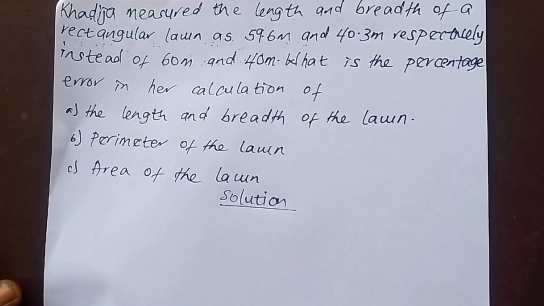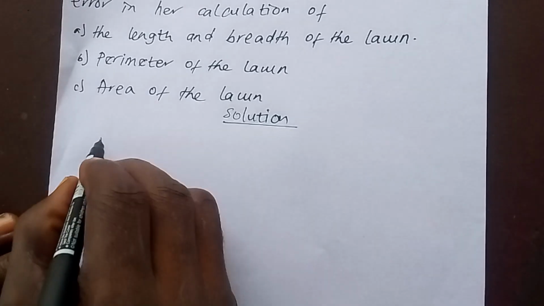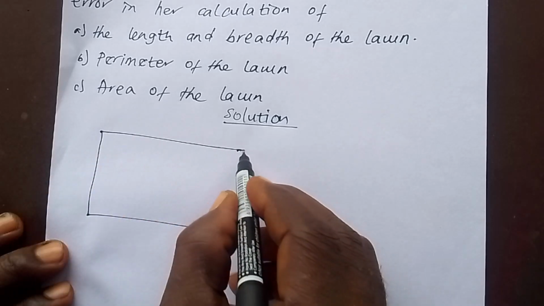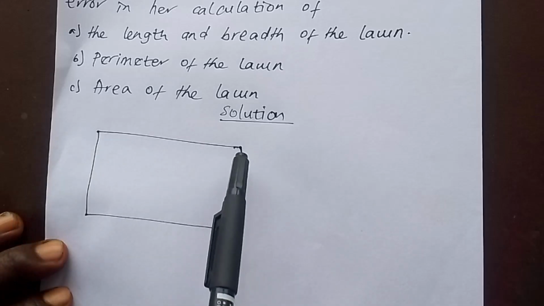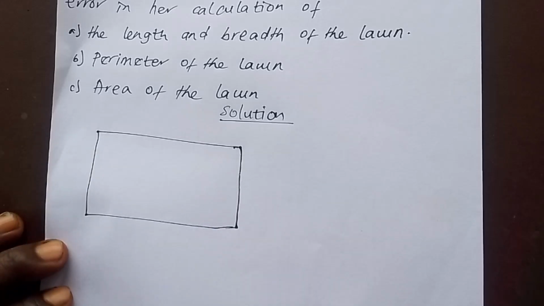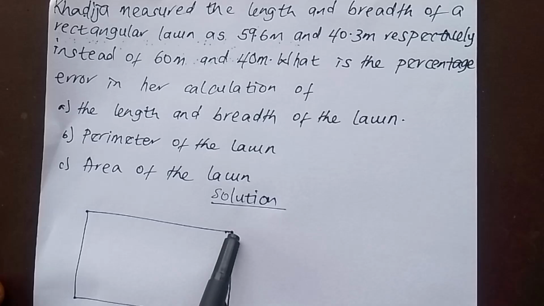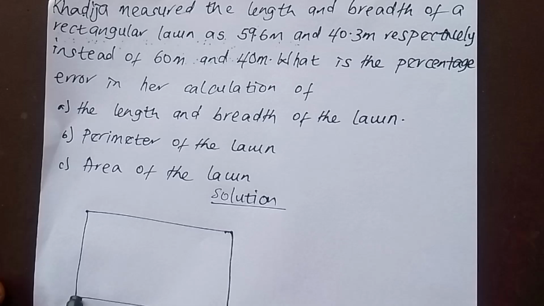So going over the question, we are being told that the lawn is rectangular in shape. So we can have our lawn drawn here. So this is our lawn, the length, the breadth. Now in measuring this lawn, Khadija made a mistake. Instead of the actual length being 60 meters, Khadija obtained 59.6. Instead of the breadth being 40 meters, Khadija obtained 40.3.